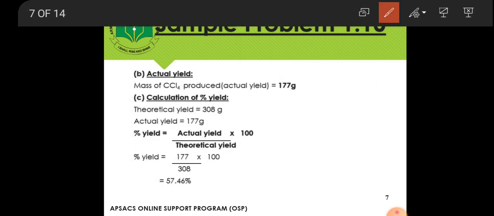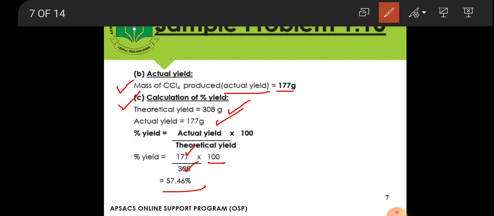Yes friends, the actual yield is given in the question. So the mass of carbon tetrachloride which is actually produced during that process, that is the actual yield, and that is 177 gram. So let's calculate the percentage yield. We know that the theoretical yield is 308 gram, the actual yield is 177 gram. So actual yield divided by theoretical yield multiplied by 100. So the percentage yield is 57.46%.